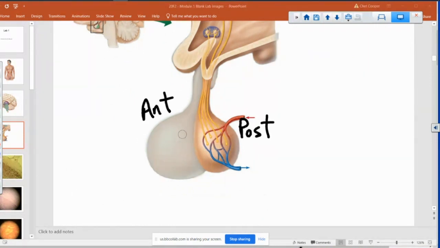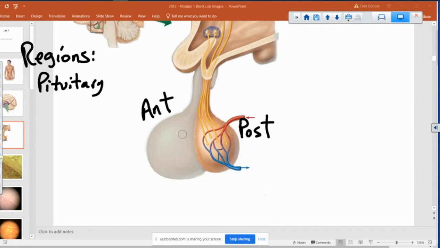There's the anterior and there's the posterior. Anterior and posterior are what? Pituitary. And so those are the two regions, the anterior and posterior pituitary. So of that one major gland, it has two parts or two regions, anterior and posterior.